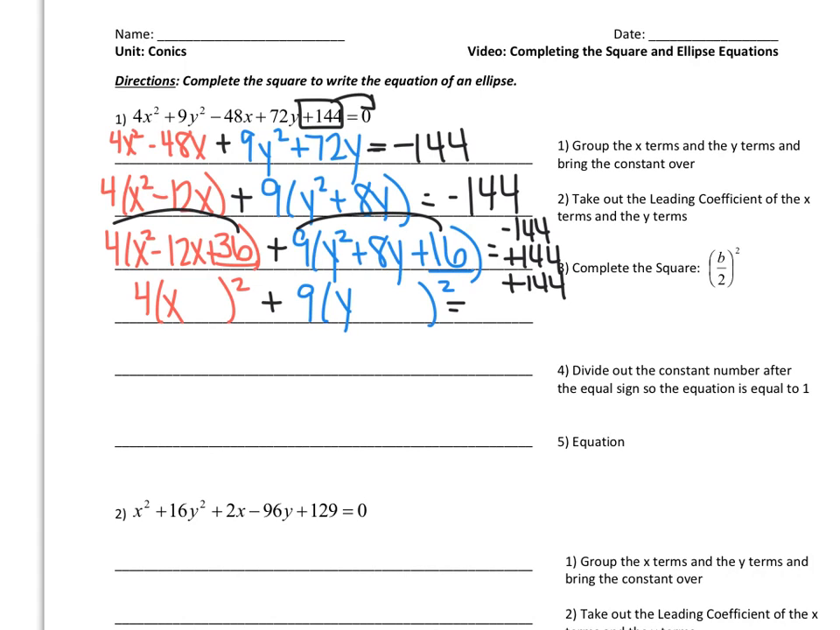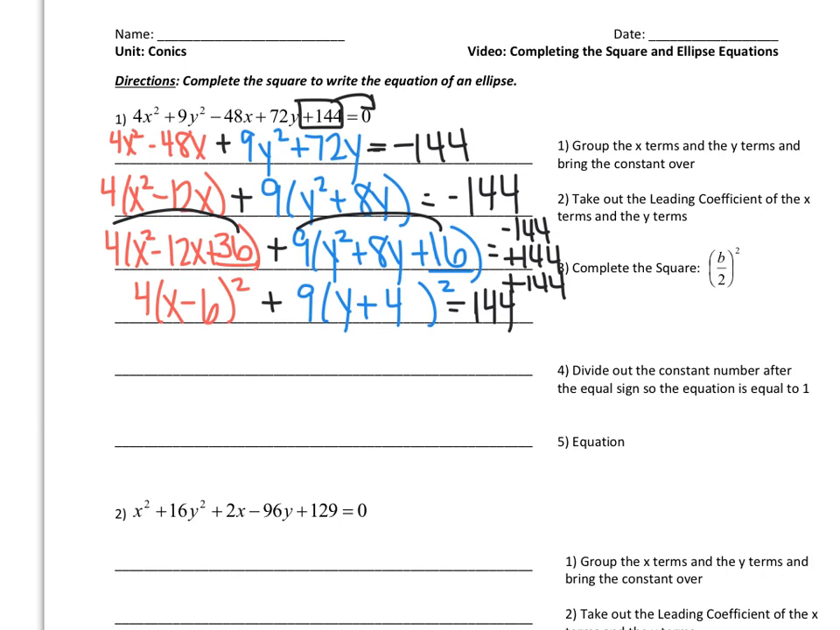Okay, now if I add all this stuff up on the right, negative 144 plus 144 is 0, plus another 144 is 144. And remembering now that half of the b value always goes inside these parentheses. So half of negative 12 is negative 6, and half of 8, positive 8, is a positive 4.